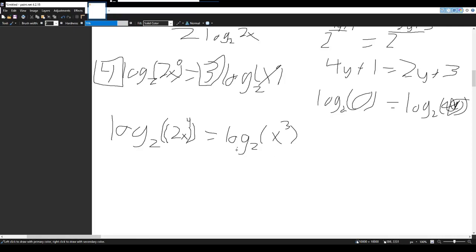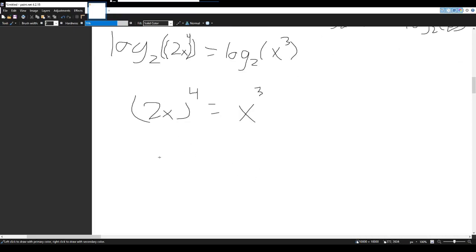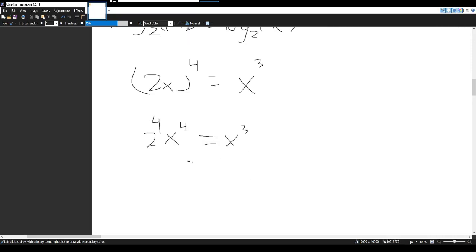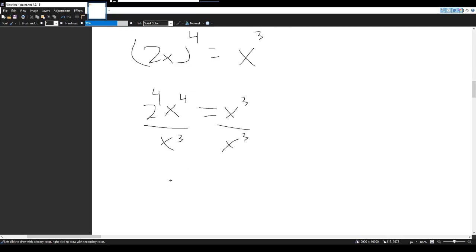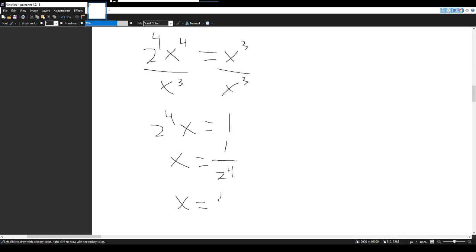Okay, so now we have this equation, and like I said before, we have log 2 of something equals log 2 of something else. And so now we can just set the inside of the logs equal to each other. So 2x to the 4th equals x to the 3rd. Distribute that exponent. That would be 2 to the 4, x to the 4 equals x to the 3rd. So now divide both sides by x to the 3rd, right? At this point, it should be pretty doable. And you have 2 to the 4, x equals 1. So x equals 1 over 2 to the 4th. So x equals 1 over 16.